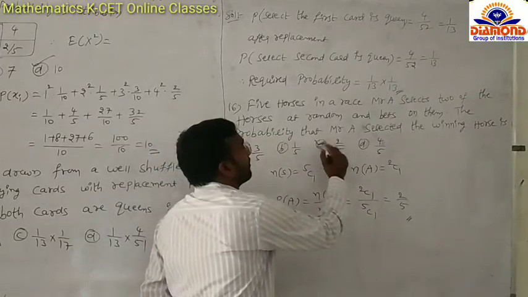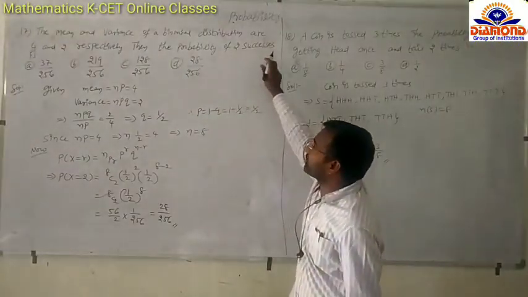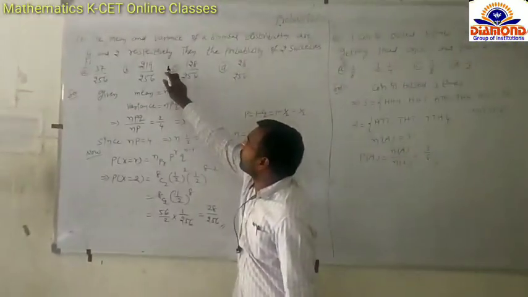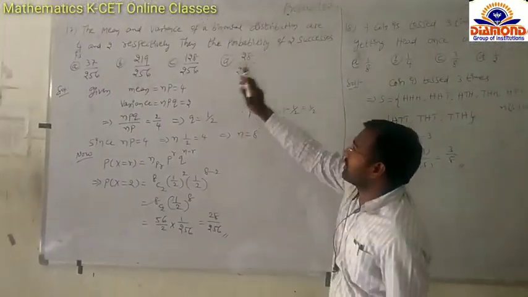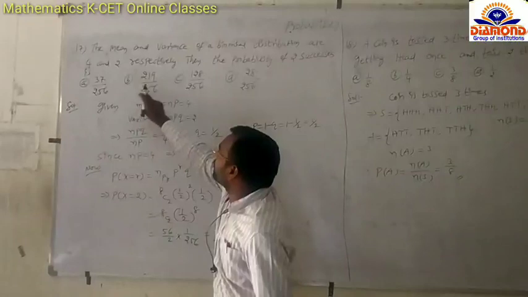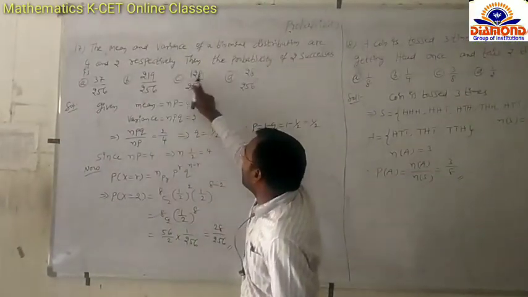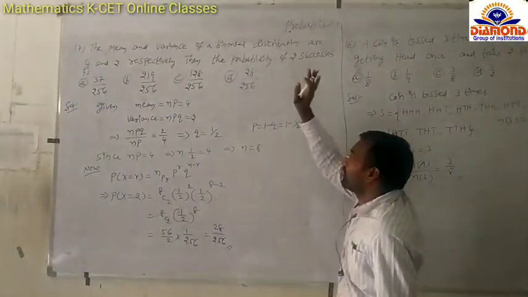So option is C. The mean and variance of a binomial distribution are 4 and 2 respectively. Then the probability of 2 successes is: option A 37 by 256, option B 219 by 256, option C 128 by 256, option D 28 by 256.